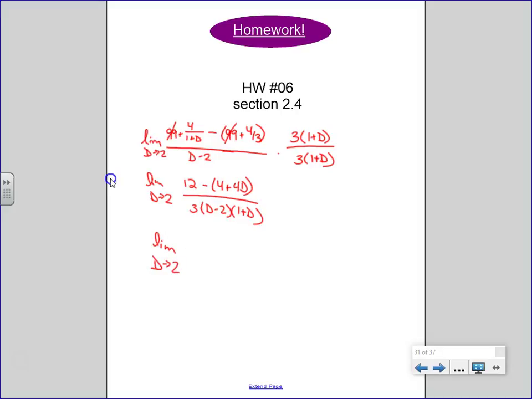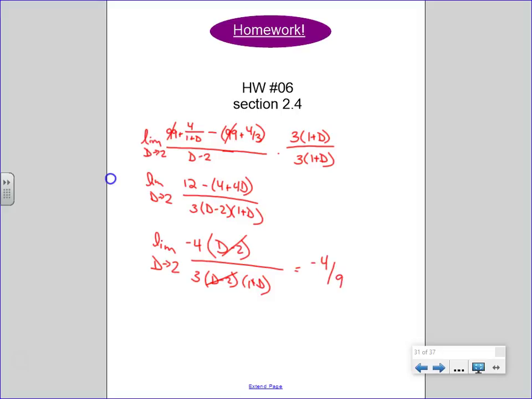I'm going to pull out a negative 4, right? So then I get a positive D minus 2, which is going to go ahead and cancel out with what we have down below. And then plugging in the 2, that'd be 3, 3, and 3 is 9, and then we get negative 4/9.